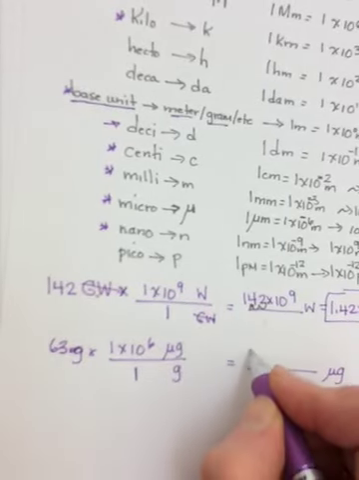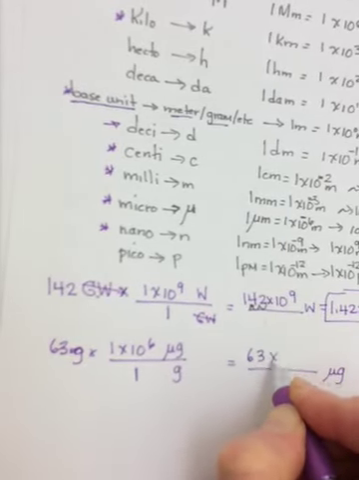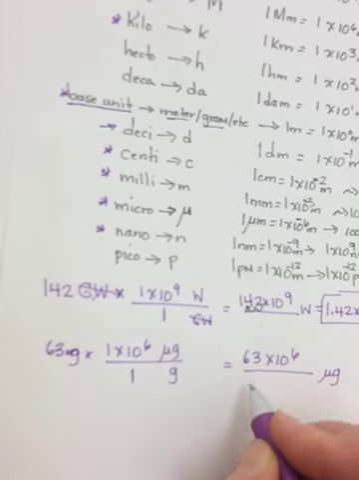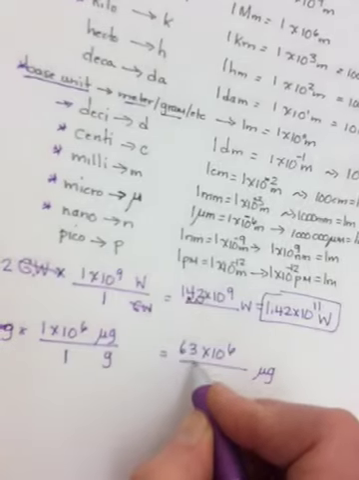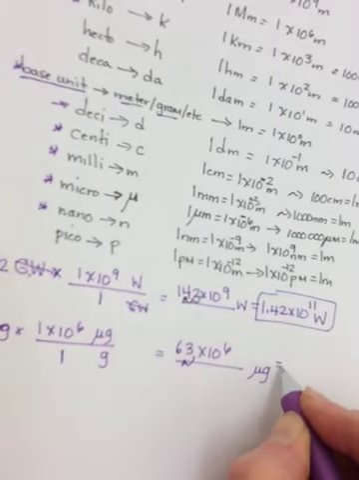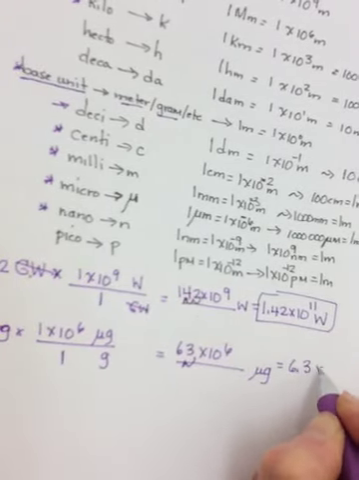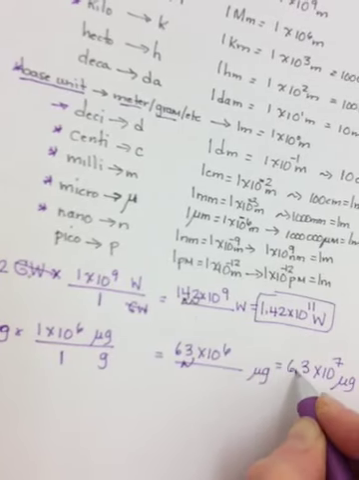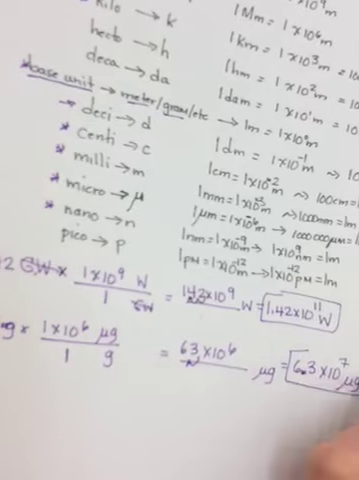And so now when you multiply through, 63 times 10 to the 6th micrograms, not in correct scientific notation again, so you need to move the decimal, and you will get 6.3 times 10 to the 7th micrograms. Okay, as your final answer.